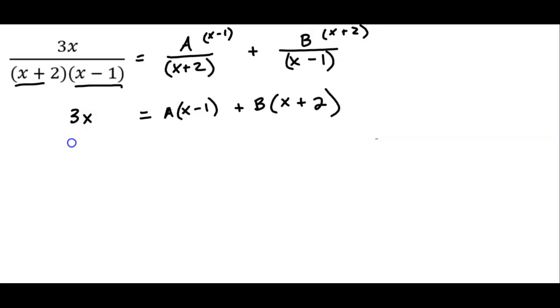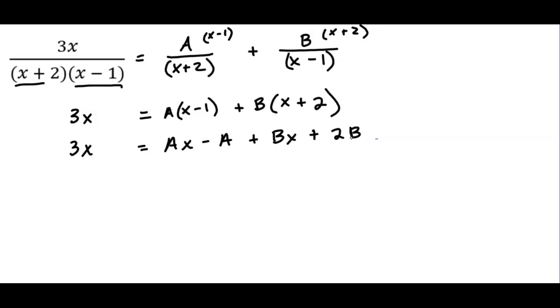Okay, so now we get 3x equals, distribute here, Ax minus A, and Bx plus 2B. Traditionally, we're going to put the numeric coefficients in front, then the letters that we're using like A, B, C, D, and then the variable. And I've always seen them done in terms of x, so we'll just say that.